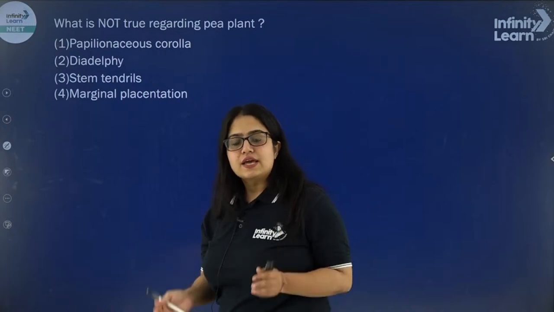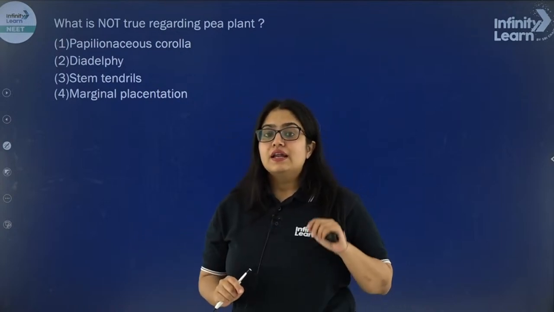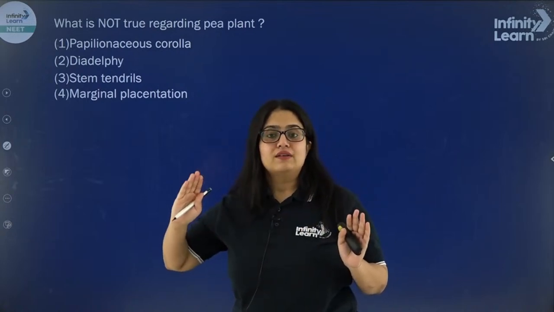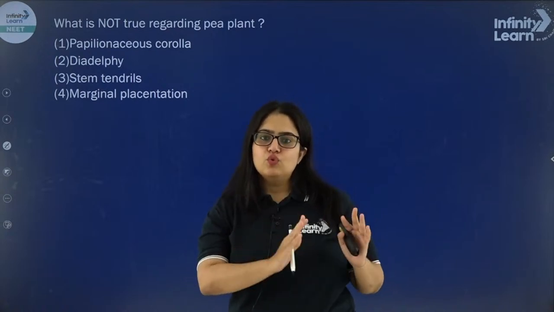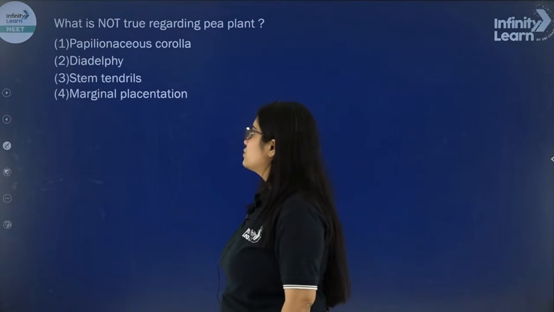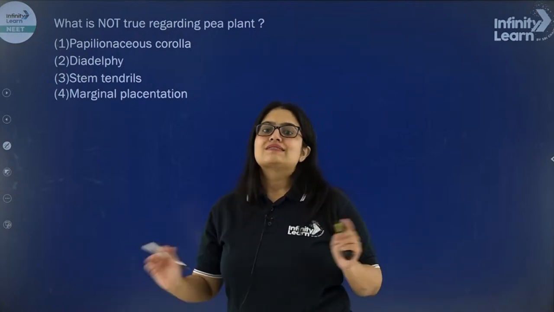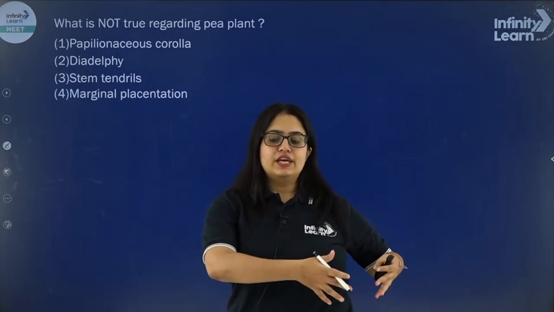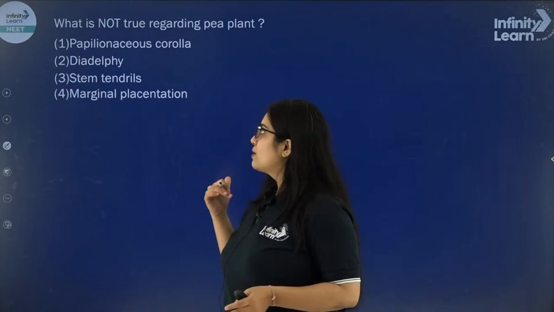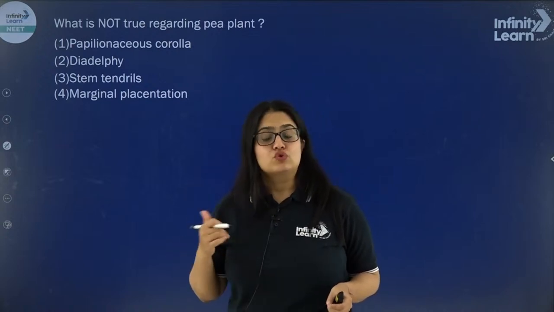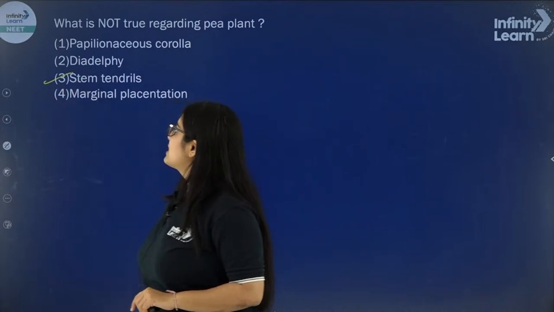Diadelphous, that's right. The stamens total in it are actually 10. Nine will be in one bundle and the 10th one will be separate, my dear students. So it is a diadelphous condition. Stamens are arranged in two bundles. That's absolutely right. Stem tendril is not found in pea, my lovely kid. Stem tendril is found in your watermelon, pumpkin, cucumber, grapevines like that. But pea also has tendrils, but those tendrils are a modification of leaf but not the stem, right? So this was a catch over here.